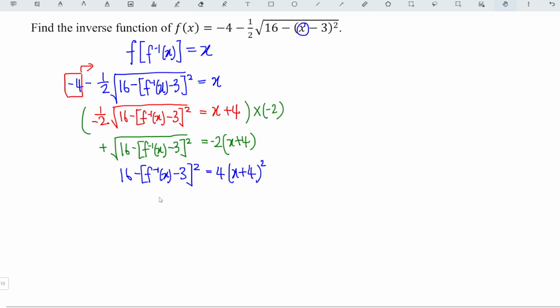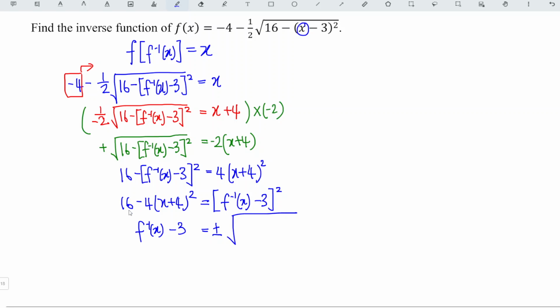So we rearrange the equation again. Positive moves over and becomes negative: 16 minus 4 times x plus 4 squared. Negative moves over and becomes positive: f inverse x minus 3, the whole thing squared. Now we should remove the square. So we anti-square, which becomes square root. When we take the anti-square, in other words the square root, we should also take plus minus.